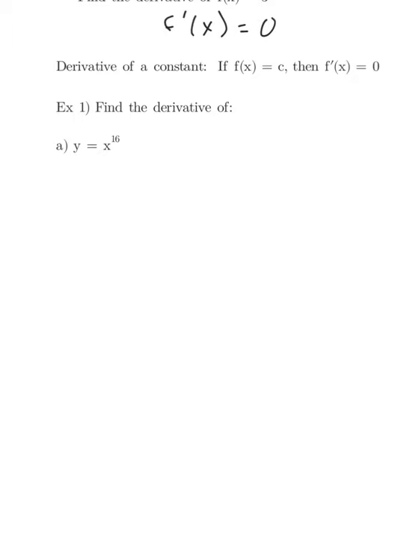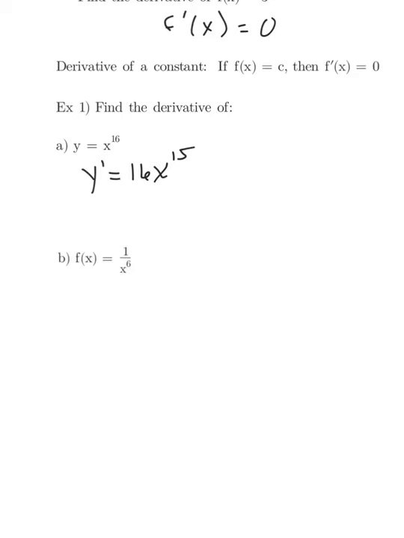Now that we have learned our first couple of rules, we are going to practice finding some derivatives. And on A, the function we are given is y equals x to the 16th. Using our rules, then, y prime, drop the old power to the front, 16, x, 16 minus 1 is 15. And there's your answer.